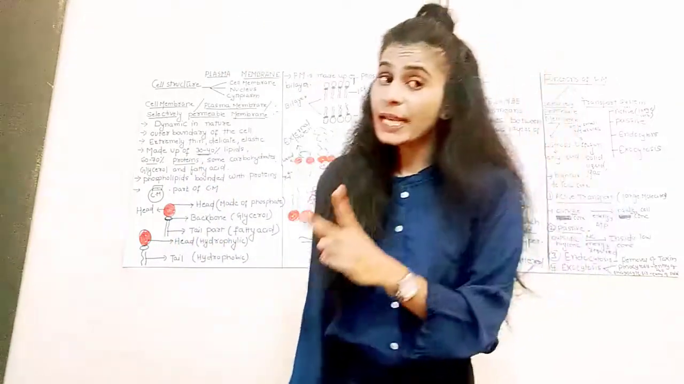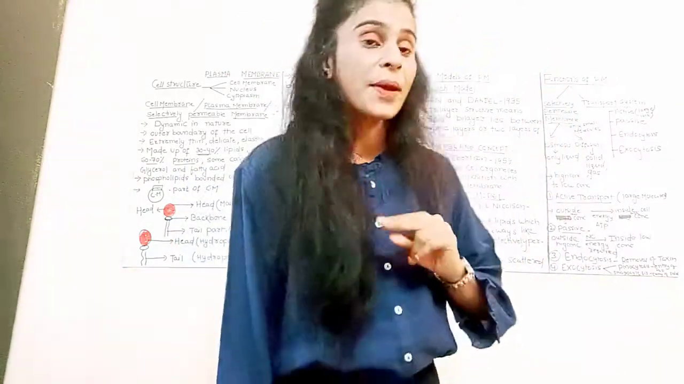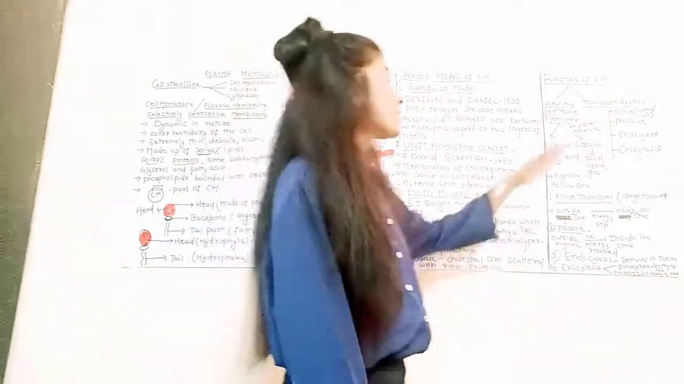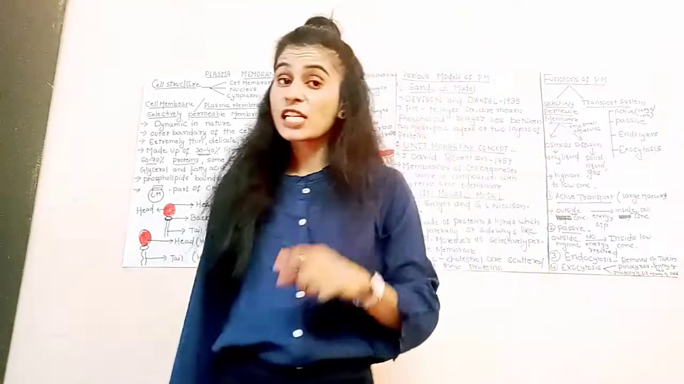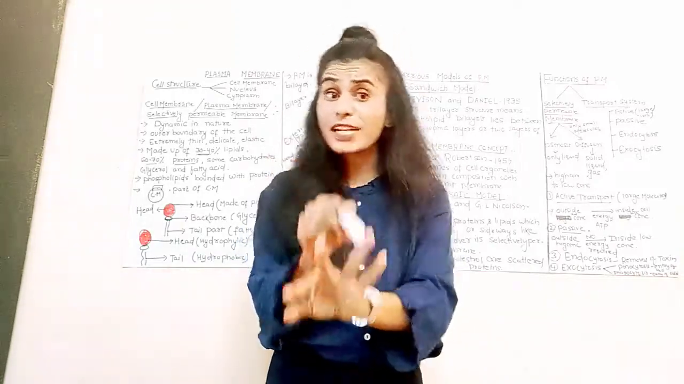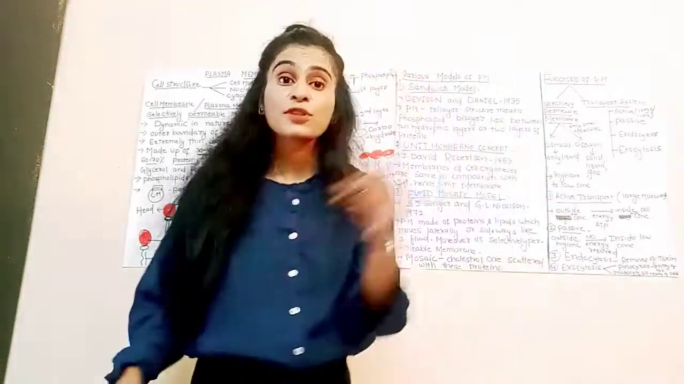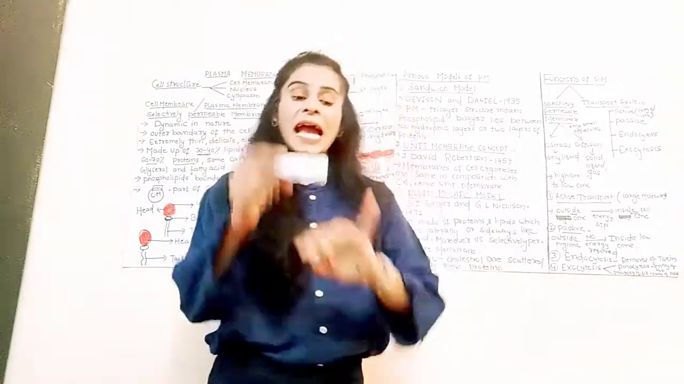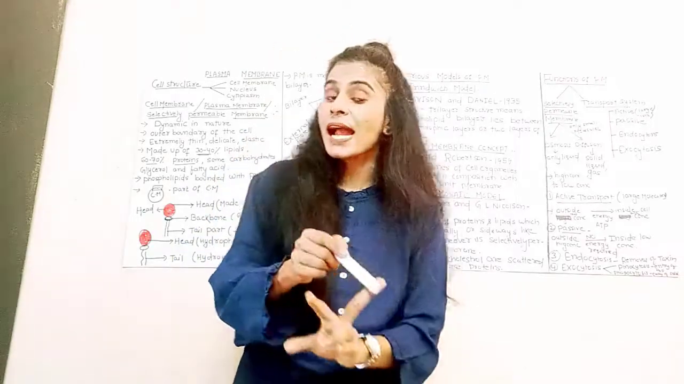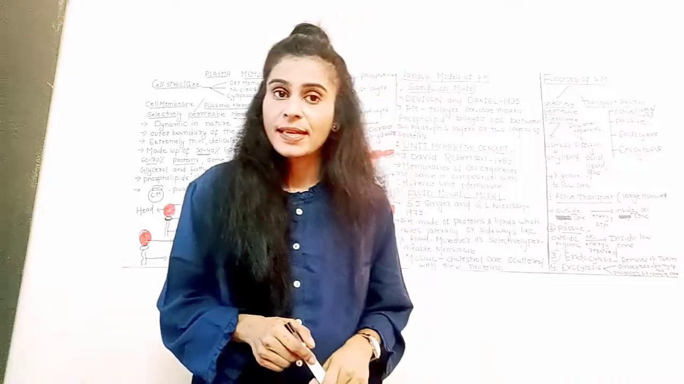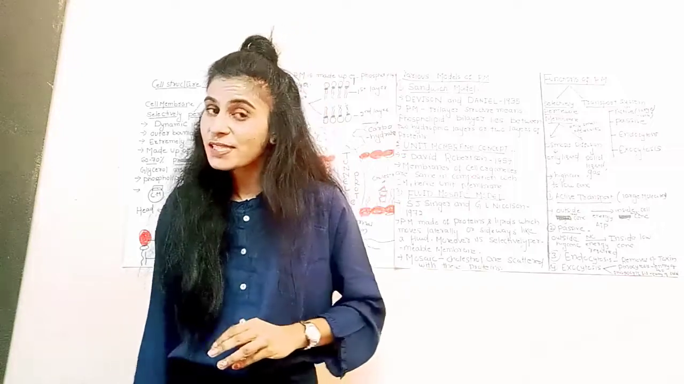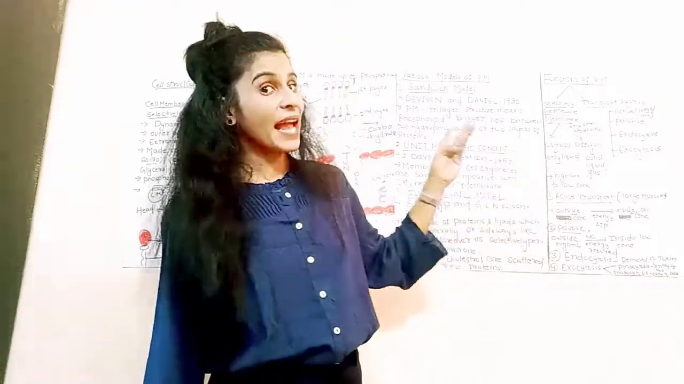The second important function of the plasma membrane is the transport system, guys. Like the selectively permeable membrane has two types, osmosis and diffusion, in the same way the transport system has four types: active transport system, passive transport system, endocytosis and exocytosis. How many types? Four.